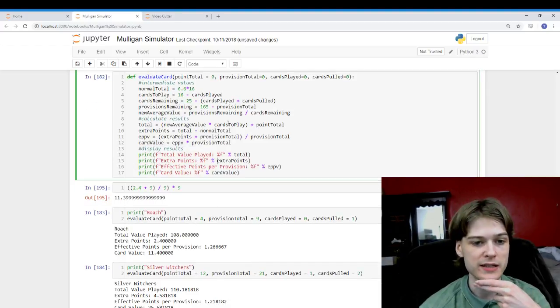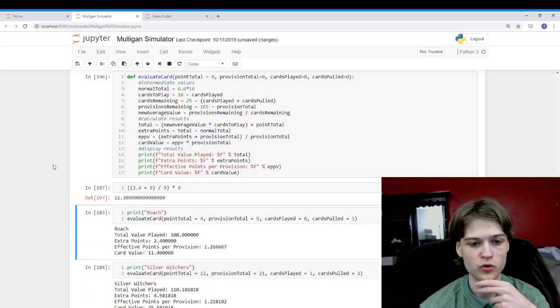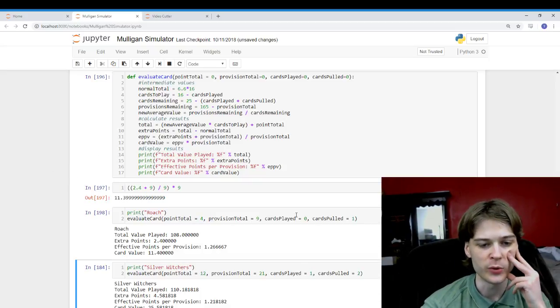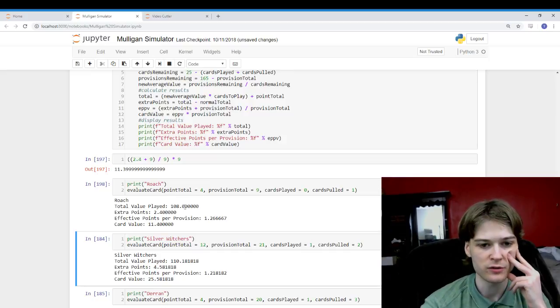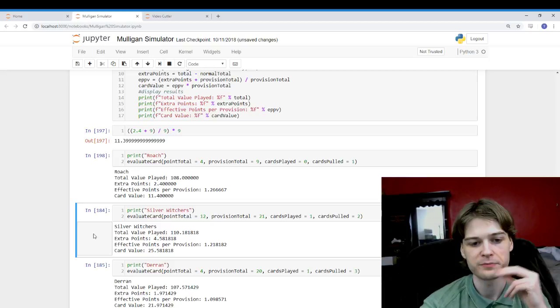Basically what this script does is it gives us an easy way to quickly evaluate any card that we want to look at. So next, we did Roach. These are all the numbers that we expect to see. These are the numbers that we get. What if you want to look at Silver Witchers?